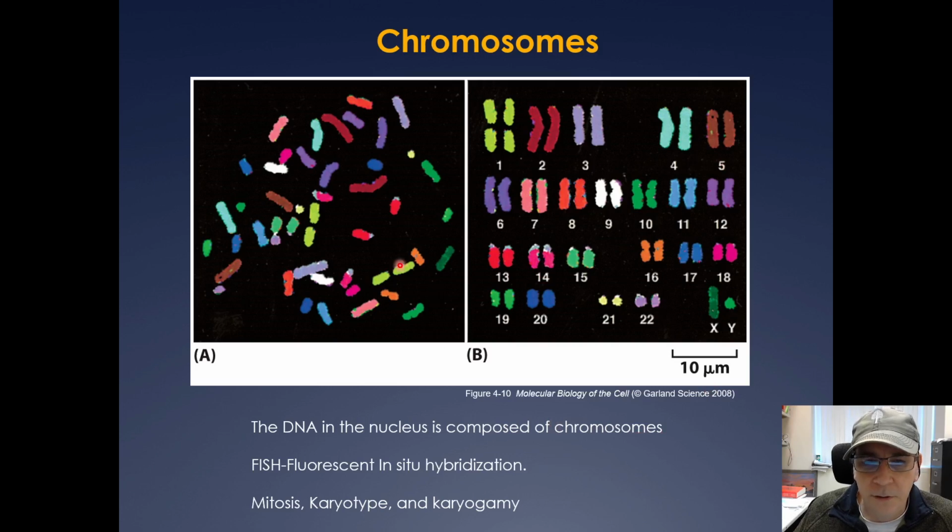Okay, so this is considered karyotyping, and there's a process called karyogamy, which is when you have two haploid cells that fuse together like a sperm and an egg, and their nuclei fuse, that's called karyogamy, when the nuclei come together, where you have two haploids and then it comes back together to become a diploid.